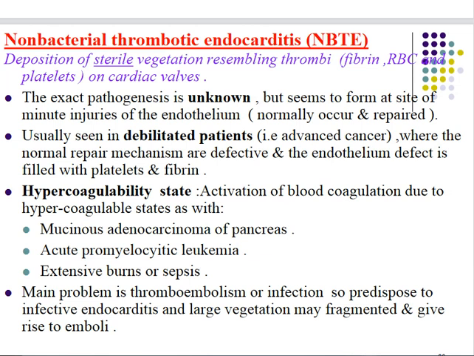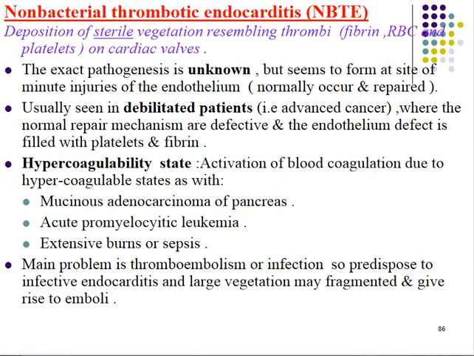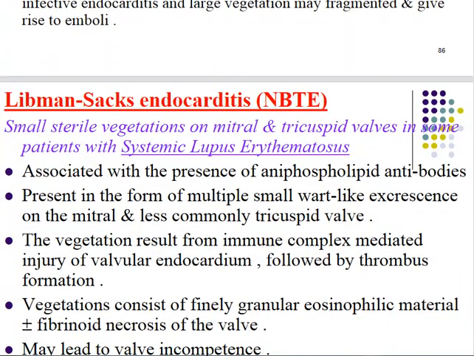It is associated with hypercoagulable states, where there is activation of blood coagulation, as with mucinous adenocarcinoma of the pancreas, acute promyelocytic leukemia, and extensive burns or sepsis. All these conditions are associated with an increased coagulation state of the blood, so the main problem is thromboembolism or infection, which predisposes to infective endocarditis, and large vegetations may fragment and give rise to emboli. So it is considered non-bacterial thrombotic endocarditis when the thrombus can fragment and form emboli.